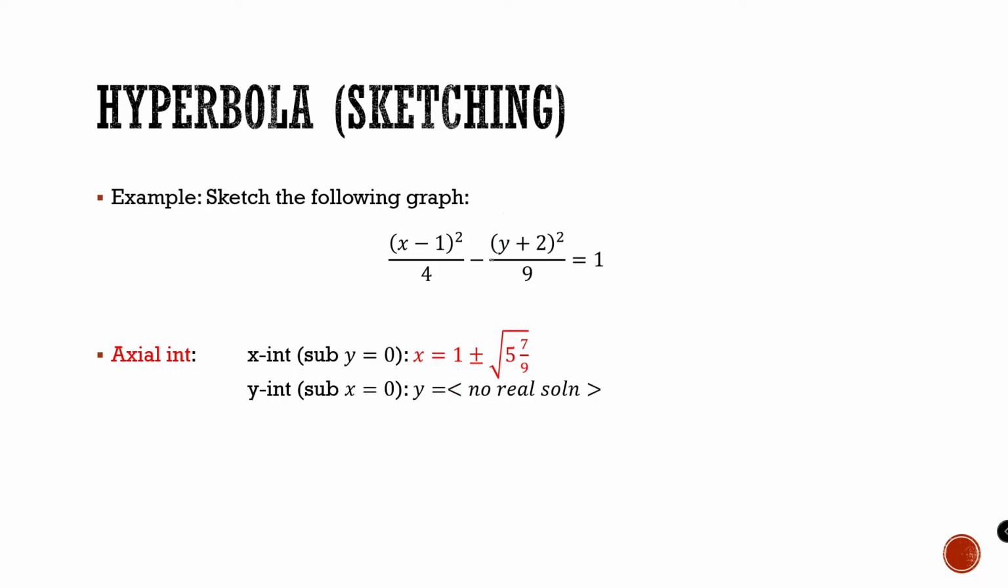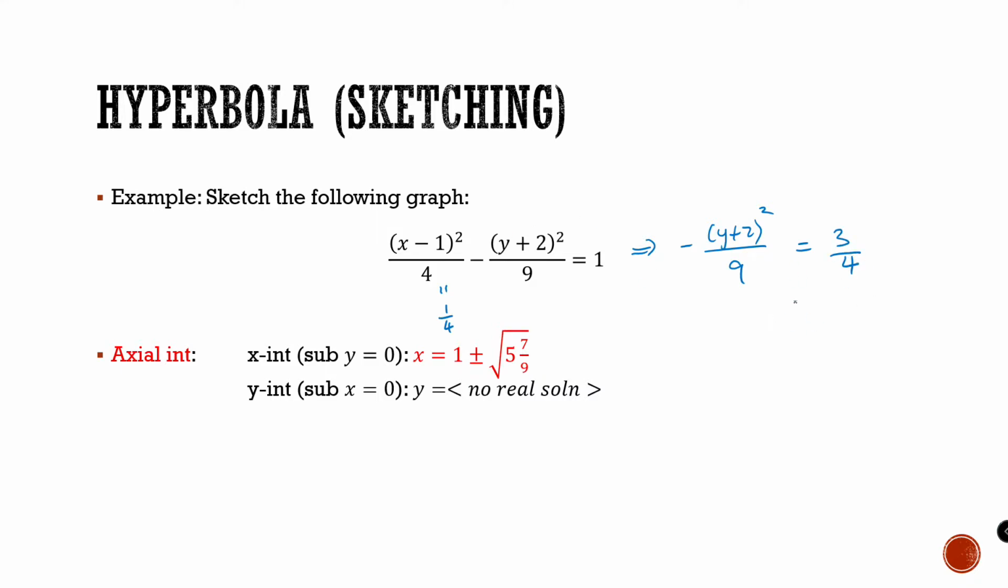Let's see why. If you sub x equals to 0, can you see that this term here becomes 1 over 4? If you bring 1 over 4 to the right side, you will get negative y plus 2 squared over 9 equals to 3/4, because you minus 1/4.